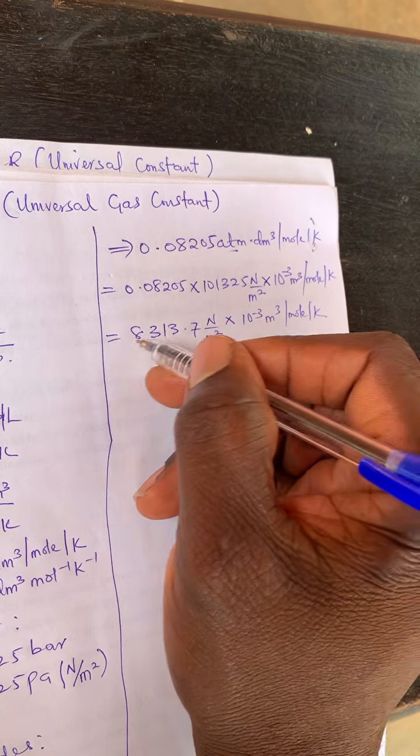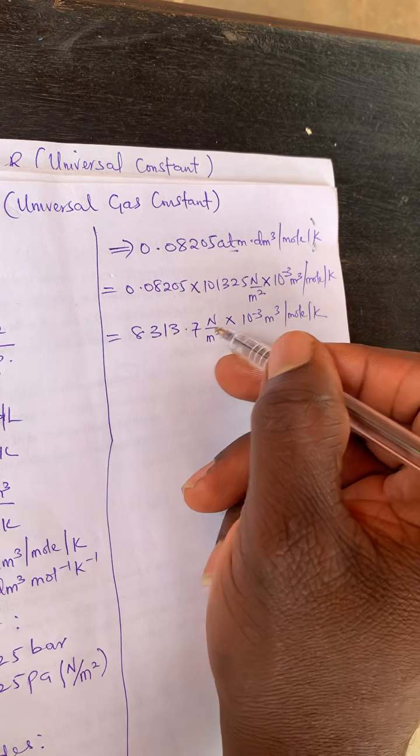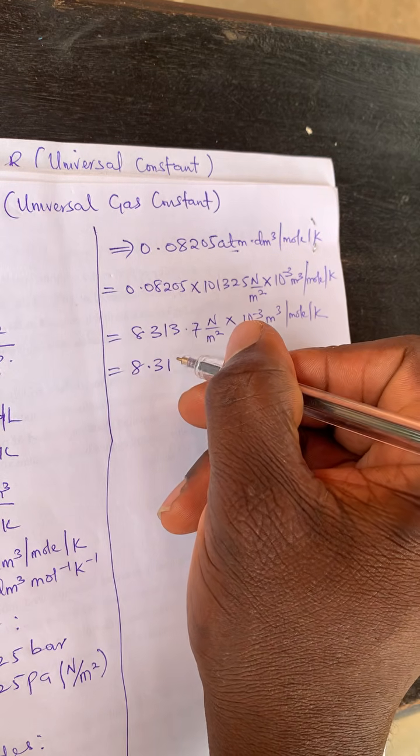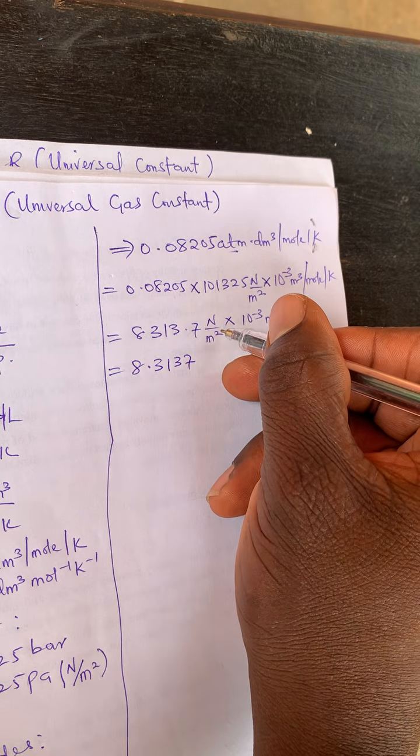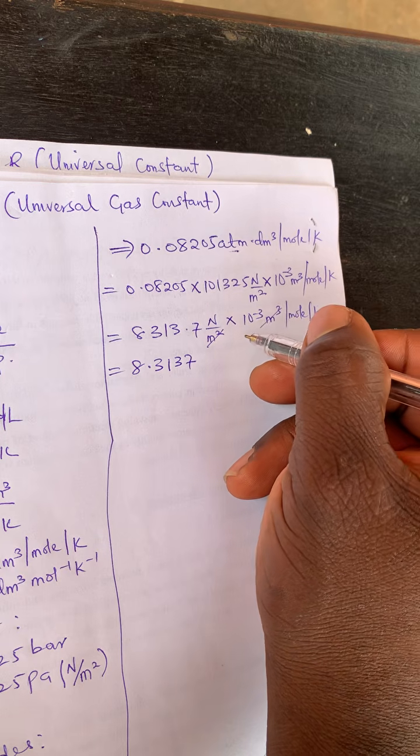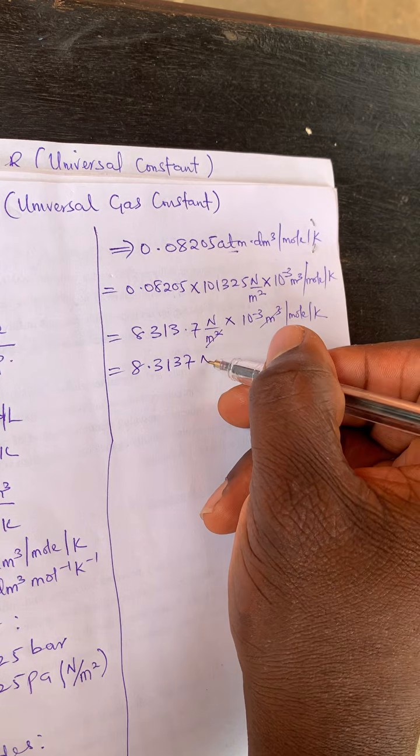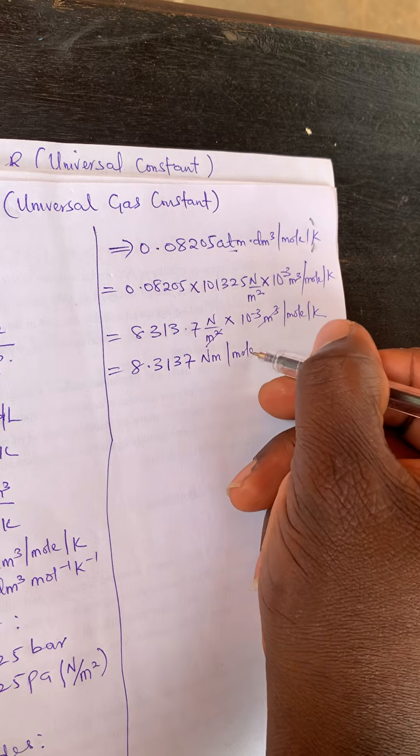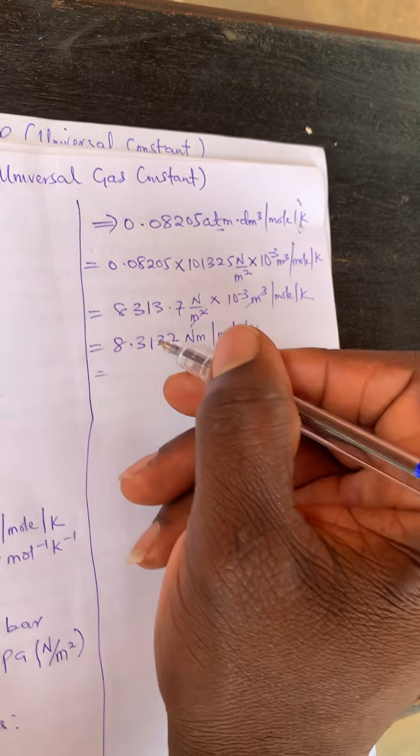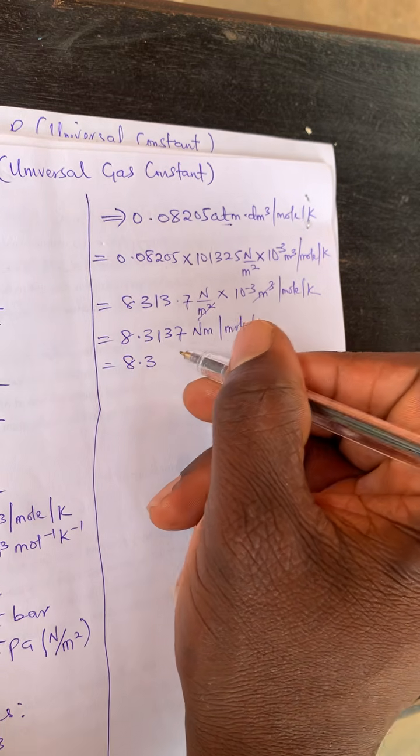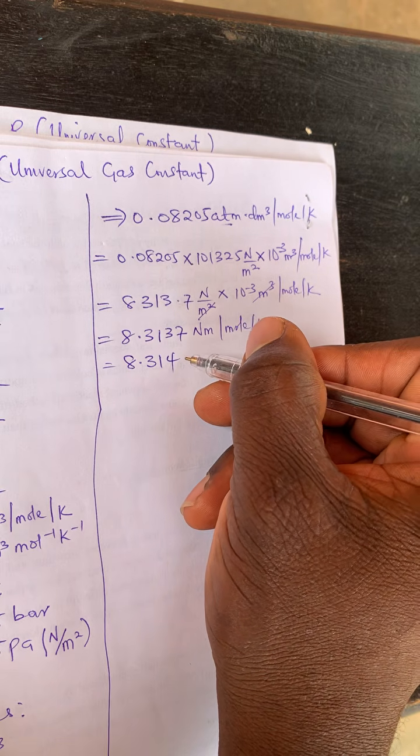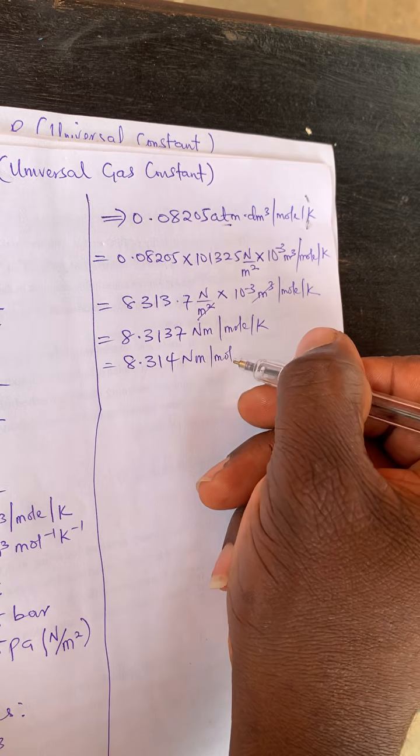This value times 10 raised power minus 3 will simply mean 8.3137. Okay, then meter squared, let's now do the units. Meter squared cancels meter cube, so we have a meter there, so that means Newton meter, then per mole per K. And so if we take up these values now, then this shall be 8.314 Newton meter per mole per K.